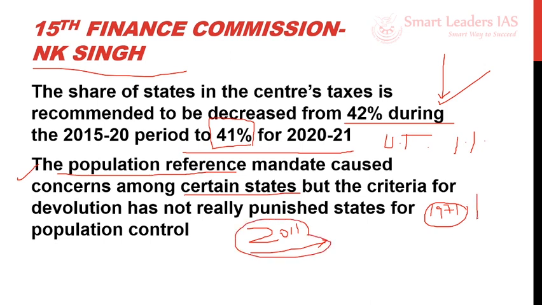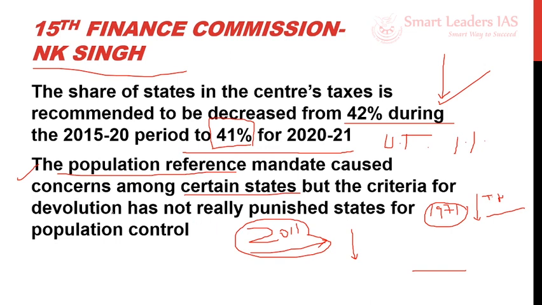So in 1971, Tamil Nadu had a higher share of population. But now, due to its efforts of bringing down population, in 2011 the share of population has dropped. So states like Tamil Nadu, Maharashtra, Kerala, Karnataka are saying, are you punishing us because we have decreased the population?